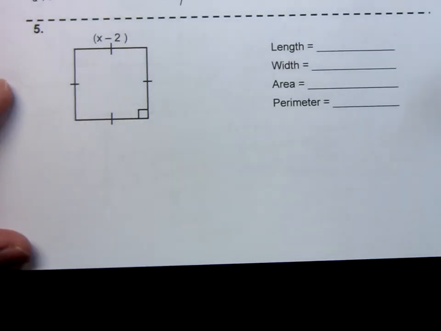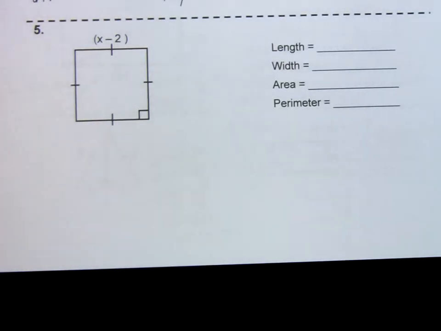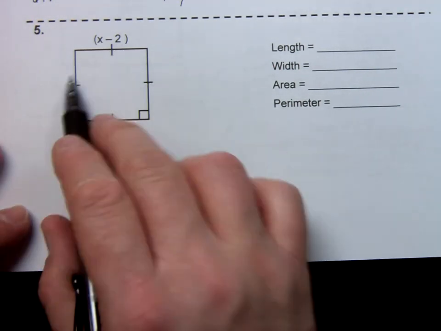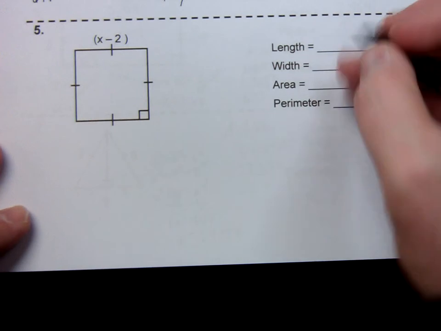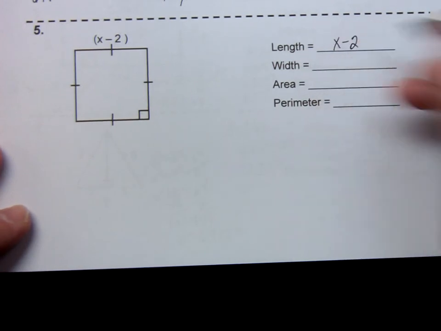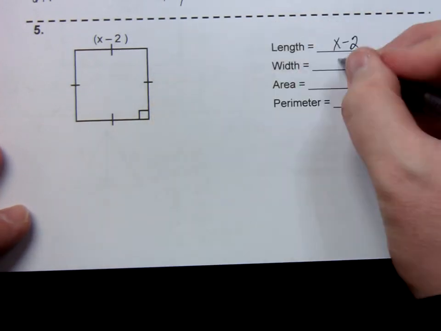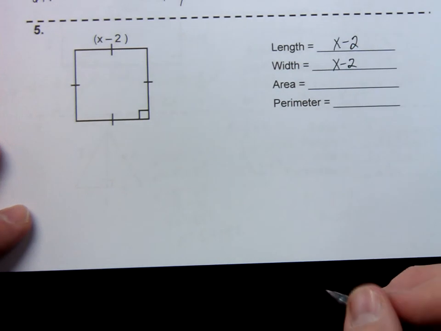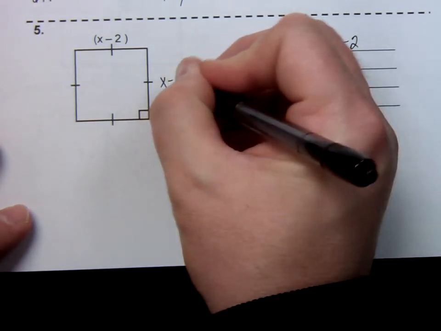Alright, and the last one for today. This one is a little bit more of an algebra review because we're not going to be able to find actual just plain old numbers for these things. They're going to be expressions. You'll notice that all the sides are marked congruent. So the length is x minus 2, and the width is also x minus 2 because they are congruent. They're all the same.